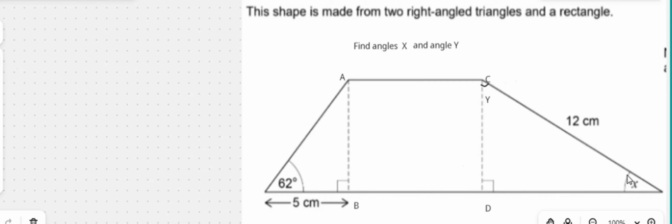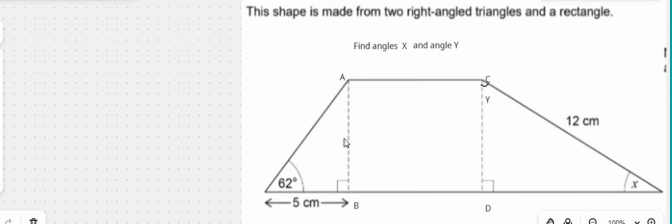Here, as you can see, for the angle x, in order to find it, you have the hypotenuse, which is known to be 12 centimeters, and we don't know the side of the triangle, CD. So, in order to find the side of the triangle, we have to use these two shapes, the rectangle and the triangle.